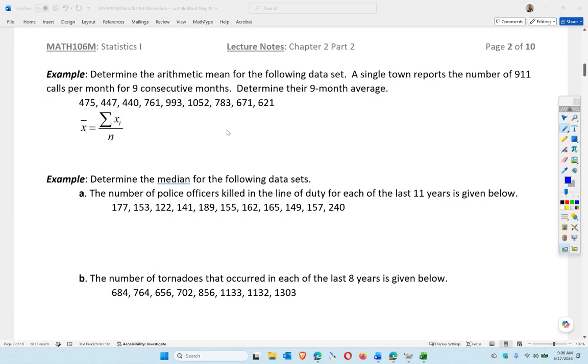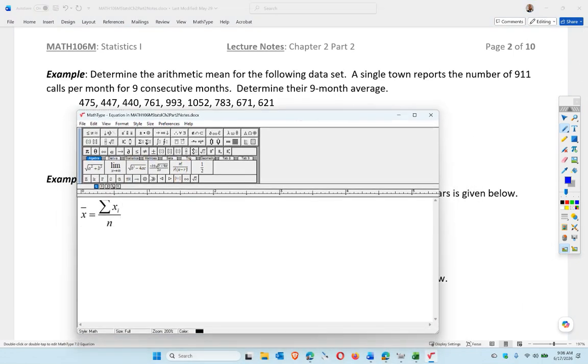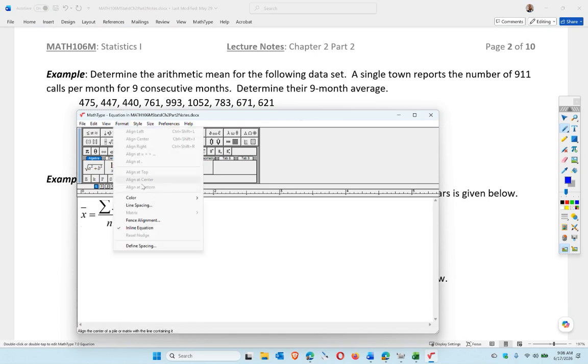Okay, so let's do some answers here. For the arithmetic mean, we're going to add these up. I have to simply do equals, and do this little thing right here, format color, blue.